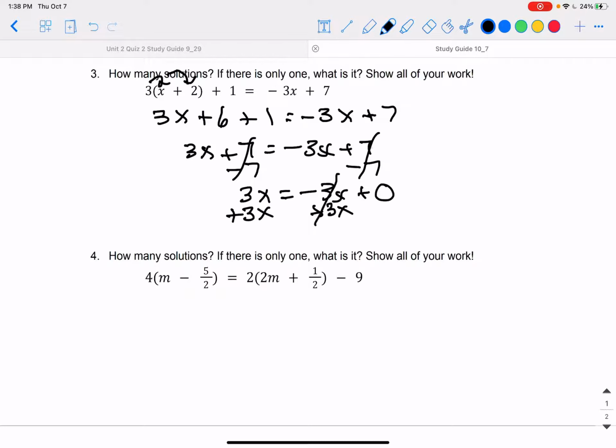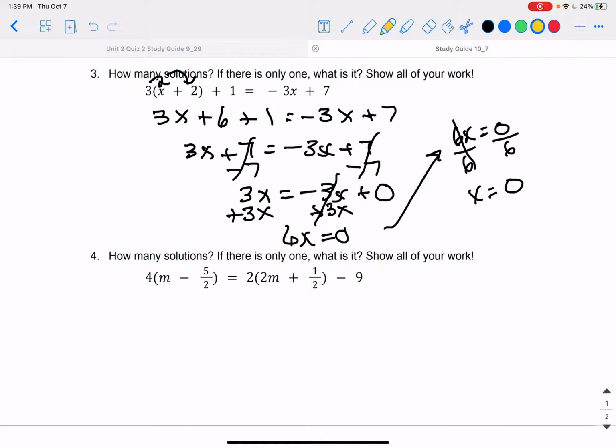So these cancel. And then 3x plus 3x is 6x. So now we have 6x equals 0. So what times 6 is going to give me 0? 0 times anything is 0. Or we can work it out like normal. So come up here. 6x equals 0. I want to get x by itself, so I divide both sides by 6. These cancel. x equals 0 divided by 6, which we know is just 0.